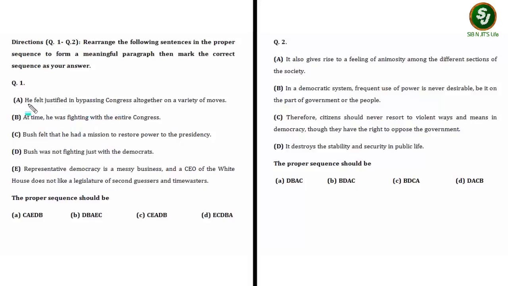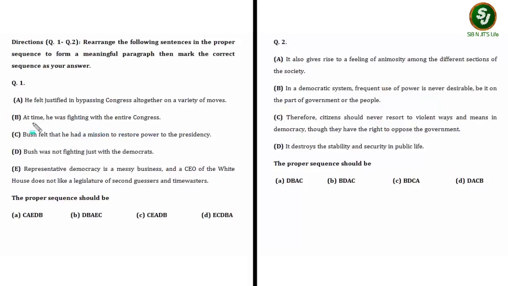Let's check out. The first statement is, He felt justified in bypassing Congress altogether on a variety of moves. Now remember, while selecting the first sentence, never start with a sentence which is having a pronoun. He is a pronoun. So definitely this A cannot be the first statement, right? So let's check. Next one. At time he was fighting with the entire Congress.